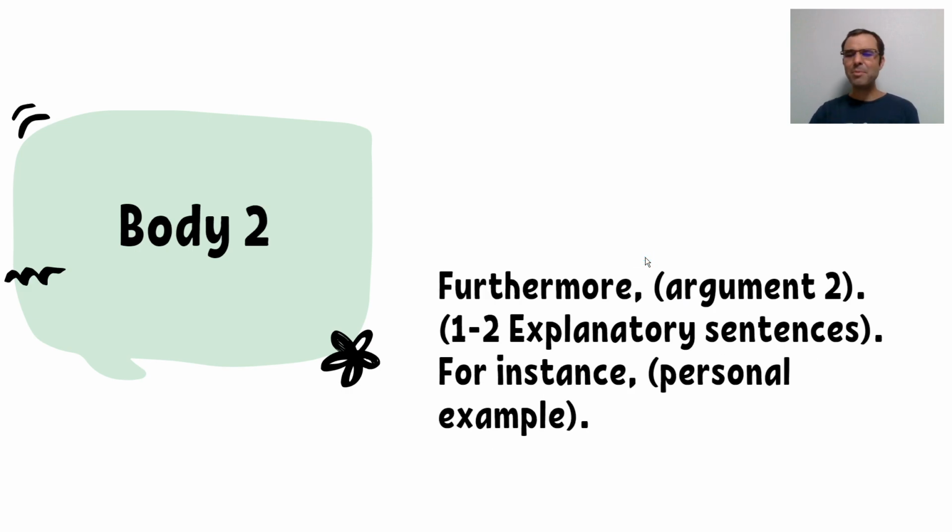Next up is the second body paragraph. The template's pretty similar to the one for the first. Start with a transitional phrase like furthermore, and then give your second supporting argument. Write 1 or 2 explanatory sentences, and then write a transition like for instance, and give your personal example. 5 or 6 sentences, whatever.